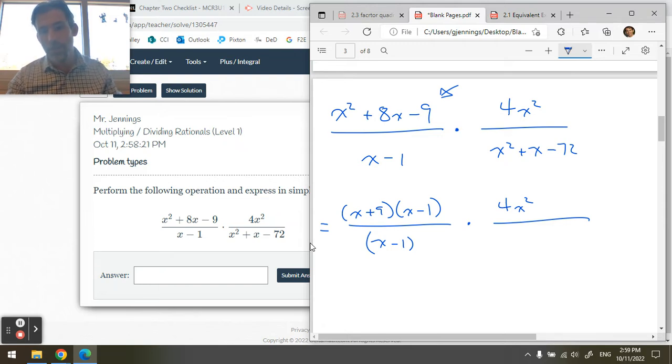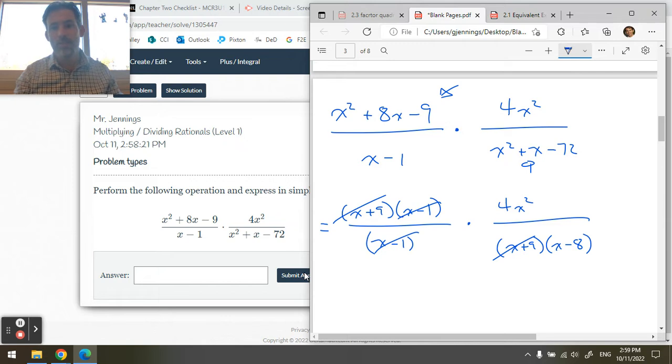So numbers that multiply to negative 72 and add to 1 are x plus 9, multiplied by x minus 8. Notice that 9 times negative 8 is negative 72, and 9 minus 8 is 1. So that's how we factored those. And now, this is the fun part. Cancel, cancel, cancel, cancel. So this is equal to 4x squared divided by x minus 8.